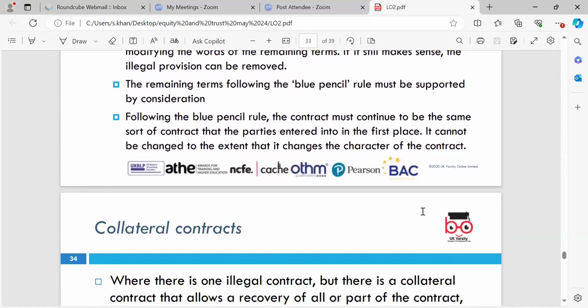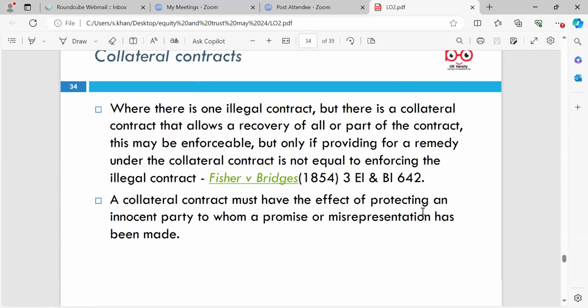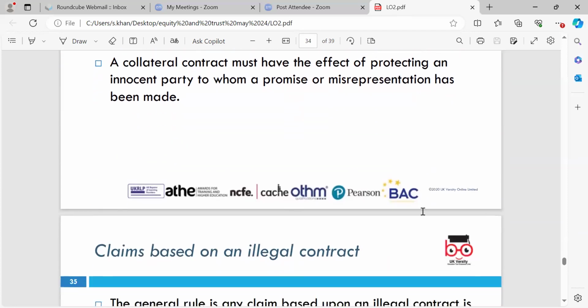So, collateral contracts, where there is one illegal contract, but there is a collateral contract that allows the recovery of all or part of the contract. This may be enforceable, but only if providing a remedy under the collateral contract is not equal to enforcing the illegal contract, as in the case of Fisher and Bridges, 1854.